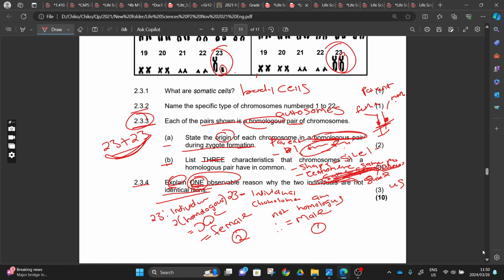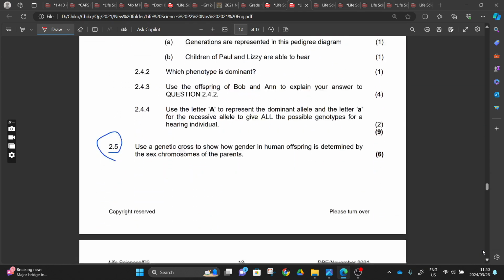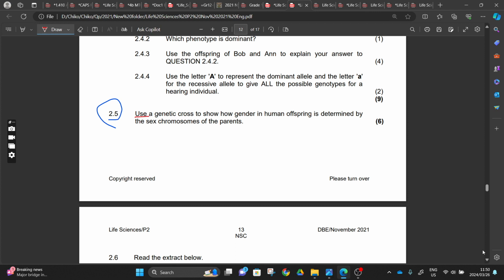They might say give one observable feature that indicates that the two individuals are not identical twins, or explain that one. Here, be careful. They want you to explain that one observable reason. 3 marks. Then you can come 1, 2, and then we're not giving both of them, one is male, one is female, I can give you another one. So we move from here. I also marked 2.5. Use a genetic cross to show how gender in human offspring is determined by the sex chromosomes of the parents. 6 marks.